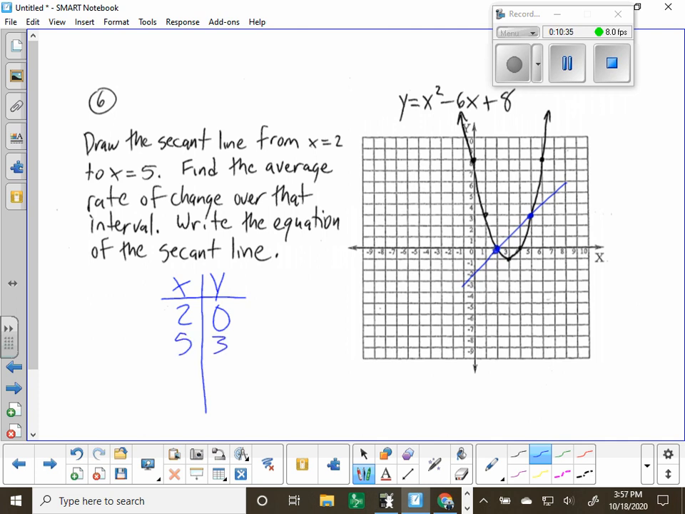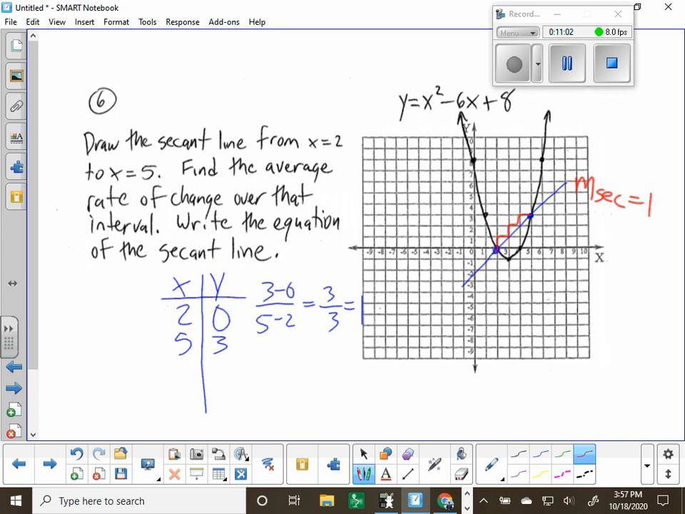So if I put in 5, I get back 3. So the change would be the change in y over the change in x, which is 3 over 3. So the change is 1. And you can see that the function goes up 1 over 1, up 1 over 1. I mean, the secant line goes up 1 over 1. So the slope of the secant line is equal to 1.